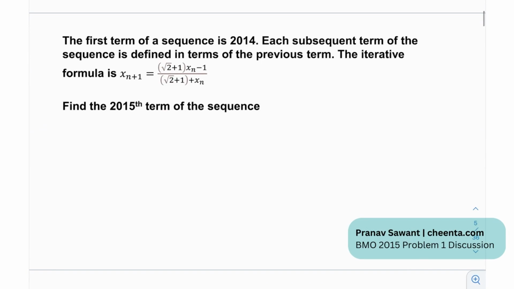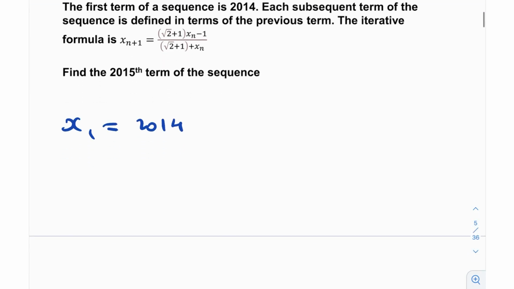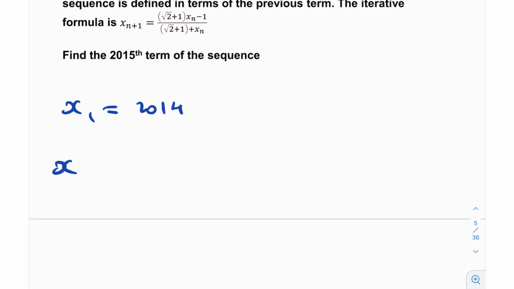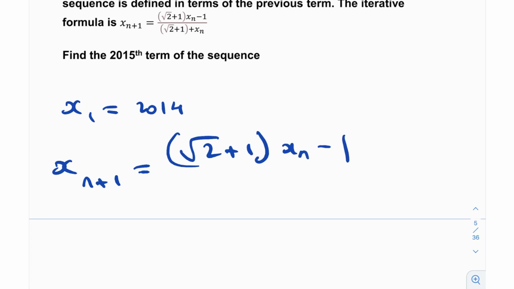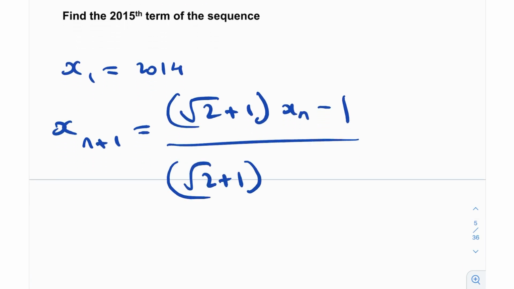Okay, so what are they telling us? The first term of a sequence is 2014. So x1 is 2014. 2015 is the year of the problem, x1 is 2014. Each subsequent term of the sequence is defined in terms of the previous term. The iterative formula is xn plus 1 is some sort of mumble jumble, right? And they want us to find the 2015th term of the sequence. So we really only have a couple of pieces of information, the first term and the iterative formula, the recurrence relation. xn plus 1 is (root 2 plus 1) times xn minus 1, divided by (root 2 plus 1) plus xn.